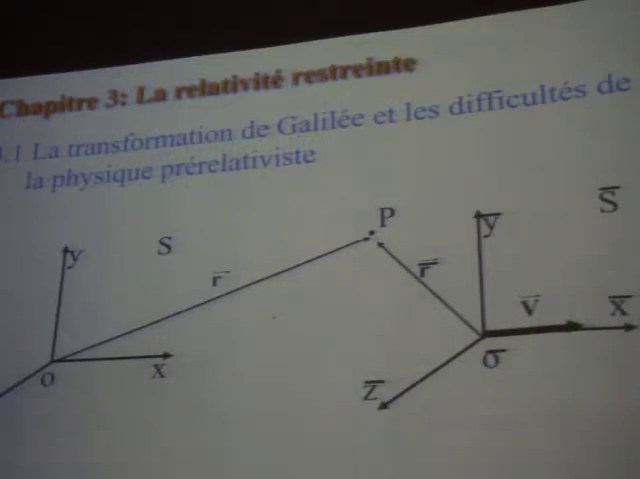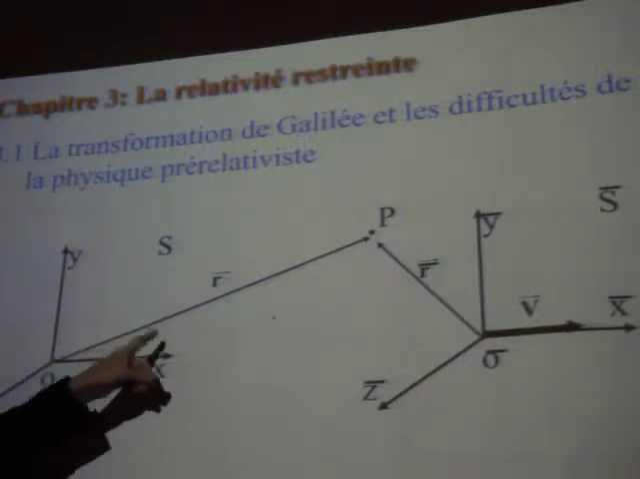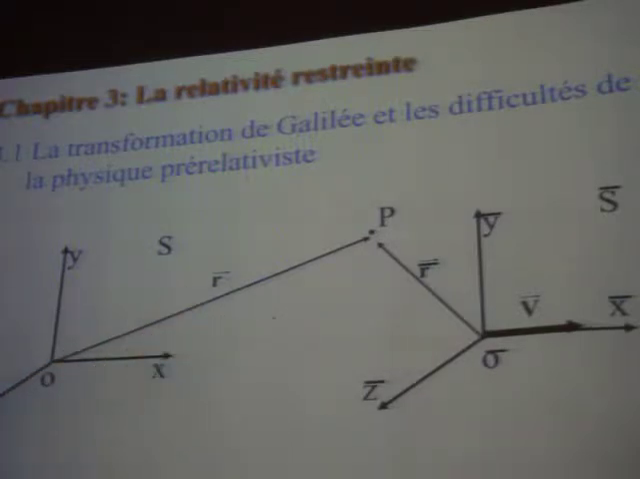I showed you how to measure the position of an object by means of the two vectors. But now there is a problem of the time. If you are in this reference system, you may just think about many observers all along, and each of them has a clock, and how to synchronize the clocks.